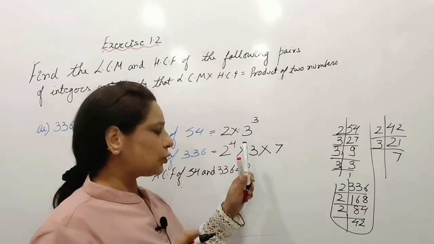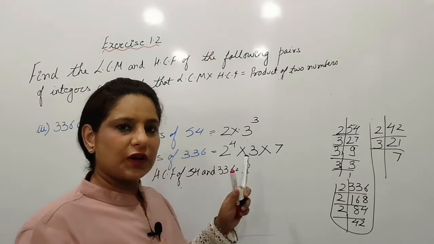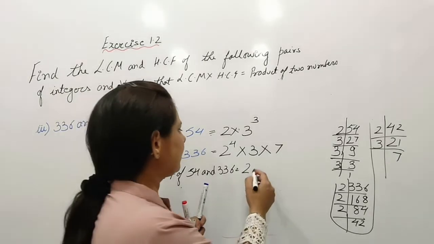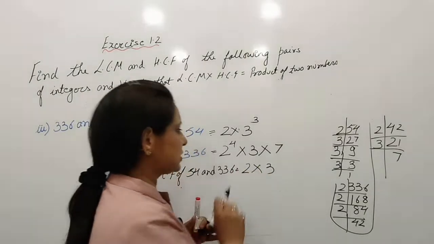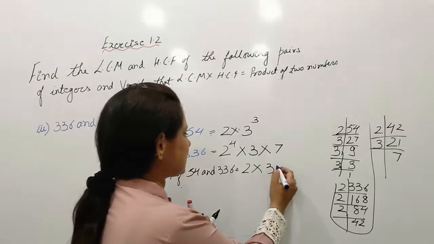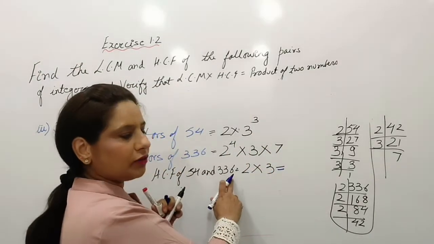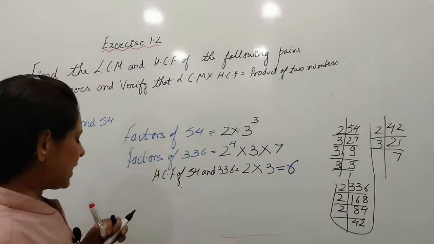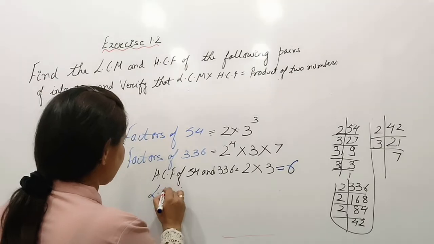Now 3 raised to 3 and 3. 3 raised to 3 means 3 into 3 into 3, and here we have 3. So only one 3 is common. So we will write this. And there is no common factor for 7. So what is the HCF of 54 and 336? The HCF is 6. Now let us come to the LCM.